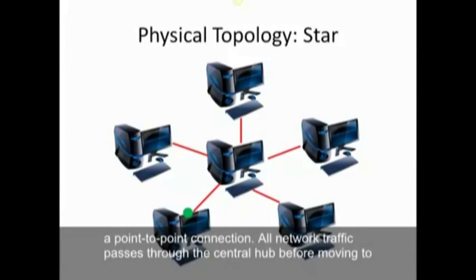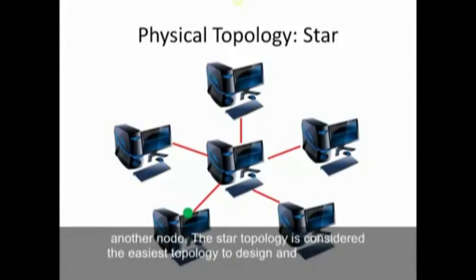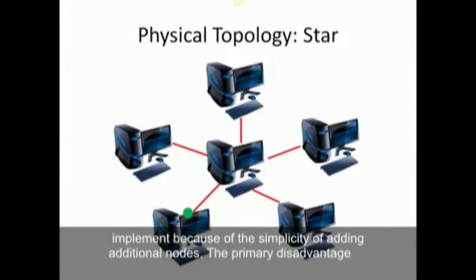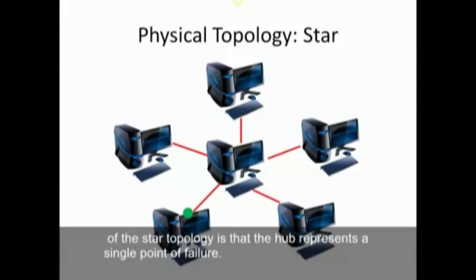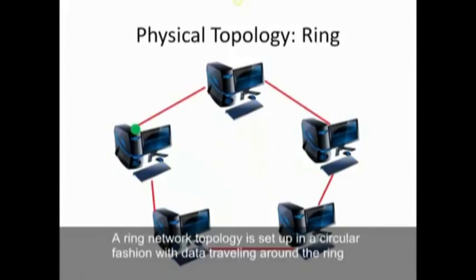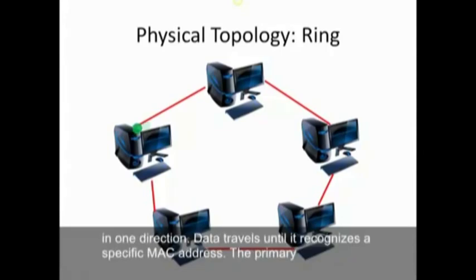The star topology is considered the easiest topology to design and implement because of the simplicity of adding additional nodes. The primary disadvantage of the star topology is that the hub, well, it represents a single point of failure. If it doesn't work, nothing works. A ring topology is set up in a circular fashion, with data traveling around the ring in one direction, and it travels until it recognizes the computer address or MAC address that it specifically wants.